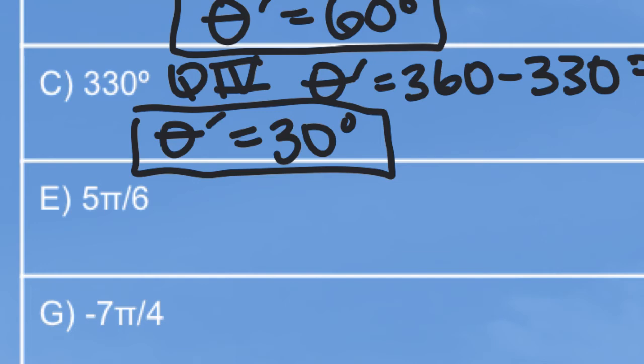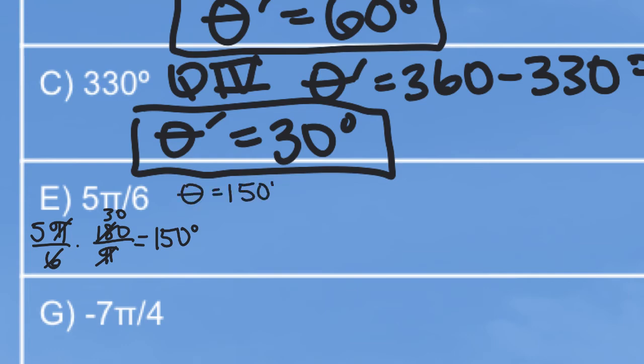degrees first. 5 pi over 6 times 180 over pi. Pi's would cancel. 6 goes into 180 30 times, and 30 times 5 is 150 degrees. So theta in degrees is 150 degrees, which puts us into quadrant 2.